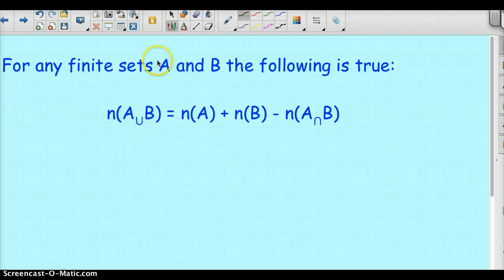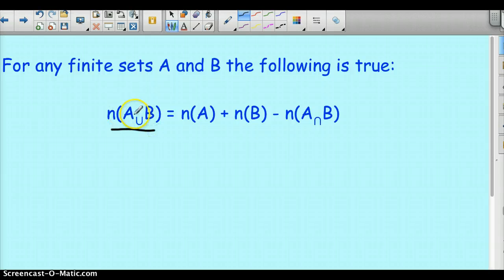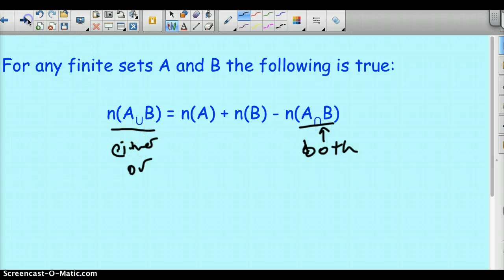Remember, A union B is all the elements that are in either or. So this is either or going on right here. Whereas when you look at the other side, let's write that out. On this one, intersection, it must be in both sets. Real important that you can understand that and that you can identify that. Let's move on to the next example here.